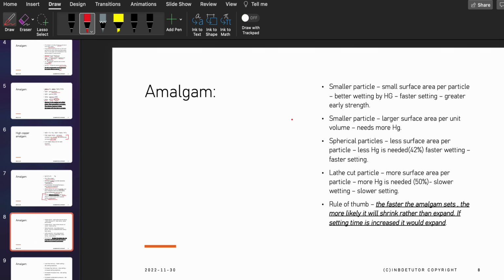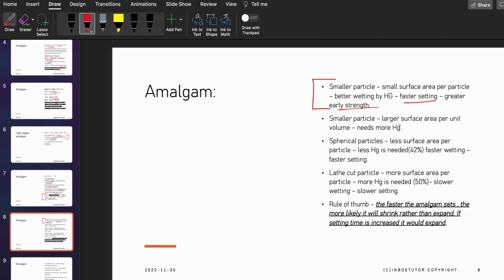So moving ahead, let's talk about the particle size. The smaller the particle size of the copper in the amalgam, the smaller the surface area per particle. We know that when the particles are small, it is easier to wet them with the mercury. If it is a bigger particle, it requires more mercury. So the smaller the particle, the less mercury will be used, and the better the wetting will be with mercury. So the faster the setting, and they will have great early strength. So that's why we prefer small particles.